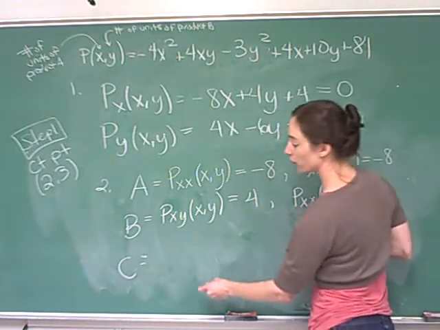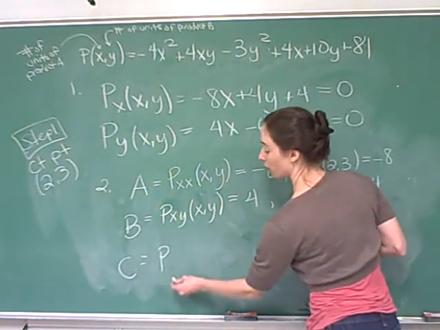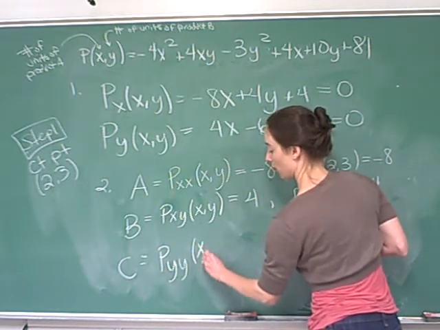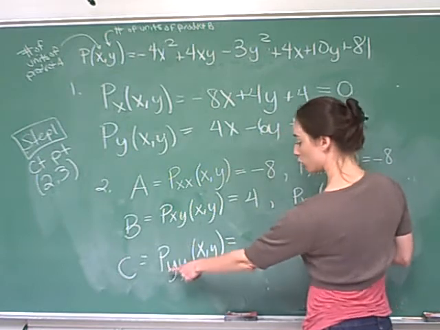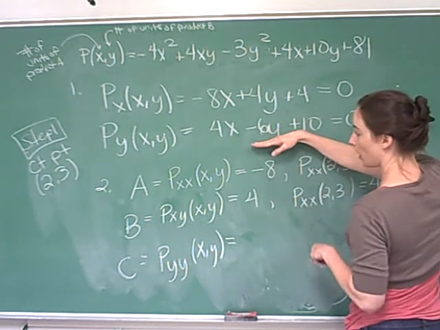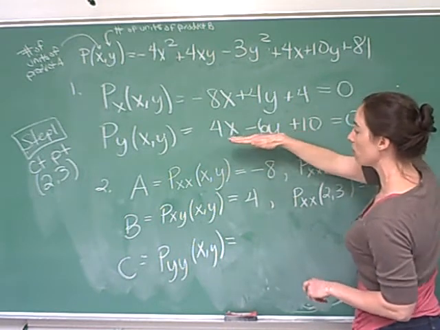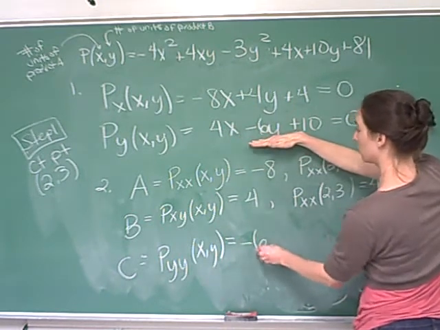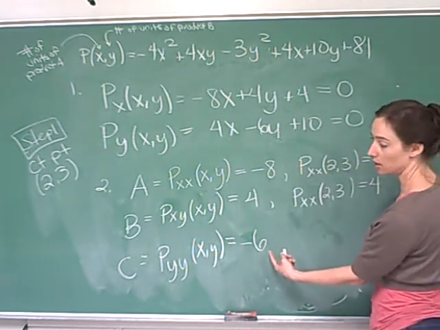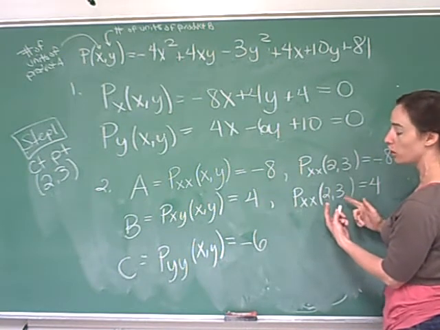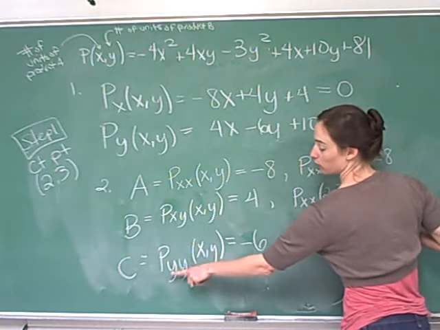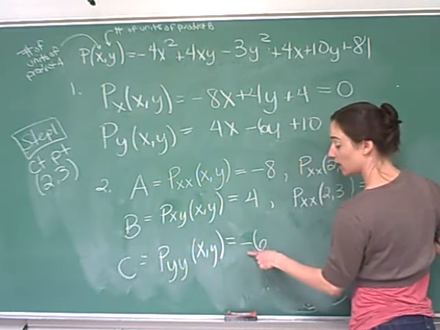And then to find my value for c, I'm going to take the derivative of the profit with respect to y, and then its derivative with respect to y. So the derivative with respect to y, I'm going to find its derivative with respect to y. So that would be 0, -6, 0. Okay, and it's also a constant. There's no variable values in here. So inputting a 2 and a 3 doesn't change the fact that the derivative of the profit with respect to y and respect to y again is just -6.